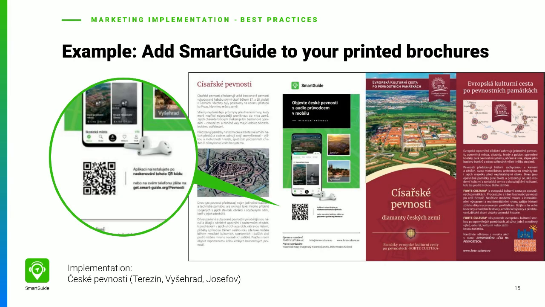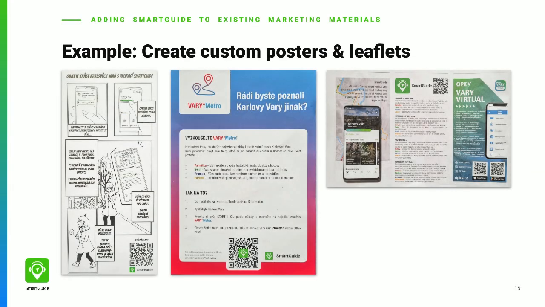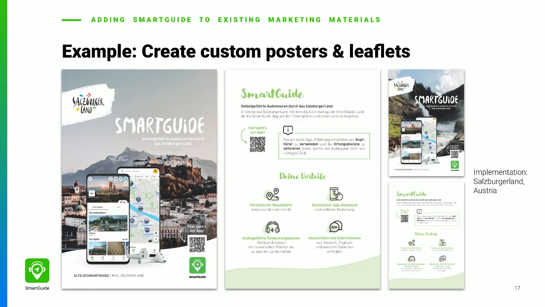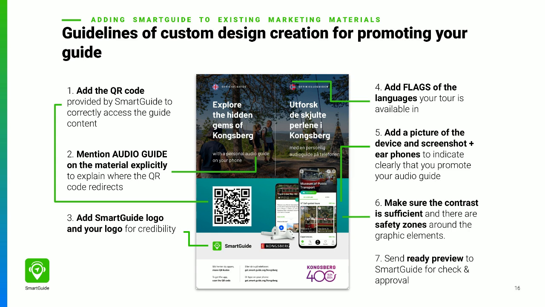Here is an example of how the Smart Guide QR code can be added to printed brochures. And this is how custom posters and leaflets can look like. If you'd like to create your own design from scratch to promote your guide, please pay attention to these requirements. Add the QR code provided by SmartGuide to correctly access the guide content. Mention the expression audio guide on the material explicitly to explain where the QR code redirects.